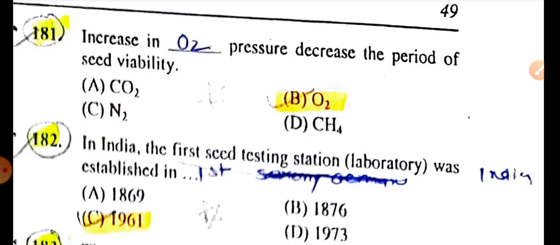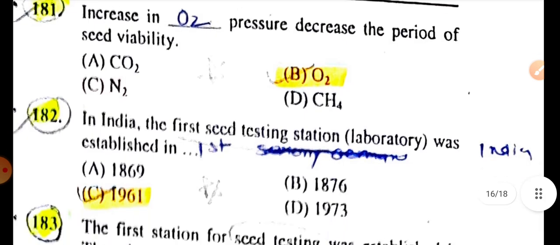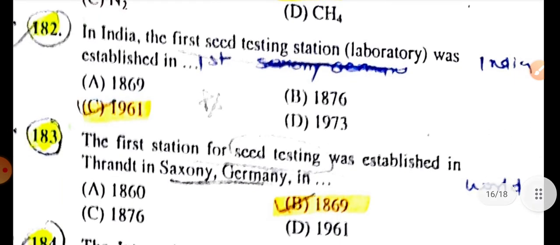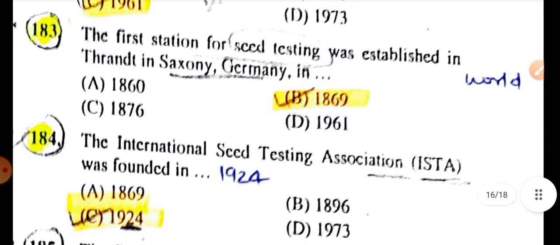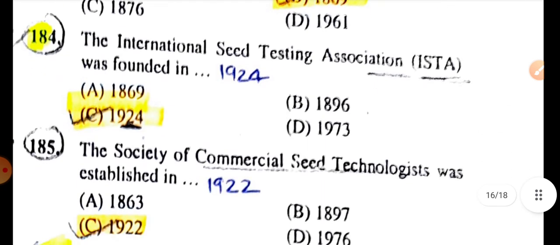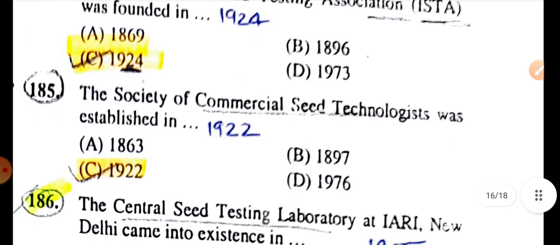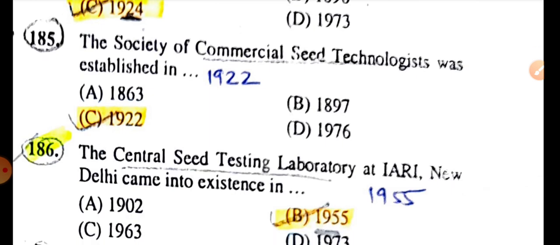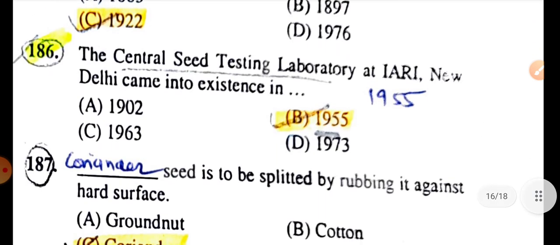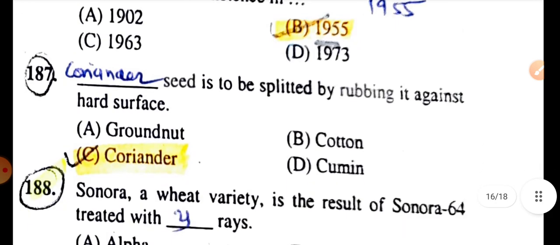Increase in O2 pressure decreases the period of seed viability. In India, the first seed testing laboratory was established in 1961. The first station for seed testing was established in Saxony, Germany in 1869. The International Seed Testing Association (ISTA) was founded in 1924. The Society of Commercial Seed Technologists was established in 1922. The Central Seed Testing Laboratory at IARI, New Delhi, came into existence in 1955.